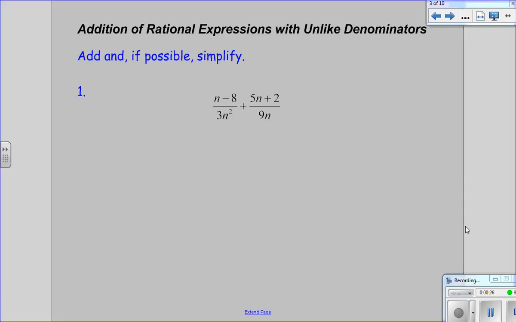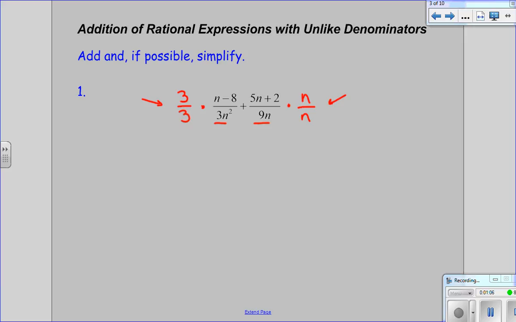So let's look at number 1 here. We want to multiply our left fraction by 3 over 3 and our right fraction by n over n, and that will give us a common denominator of 9n squared. If you're having trouble figuring out what you should multiply each rational expression by, think about what the missing factor is in each one of these two denominators in order for the two to become the same. So I know I was missing a 3 to make it a 9 in the denominator, and I was missing an n to make it n squared, and then I should have common denominators.